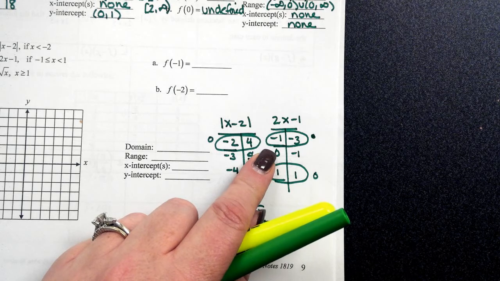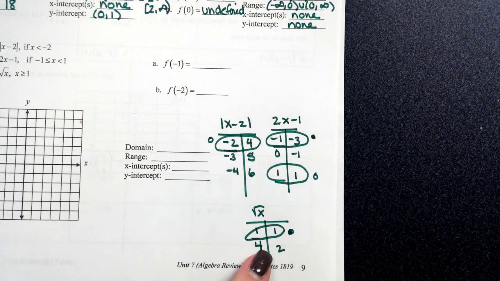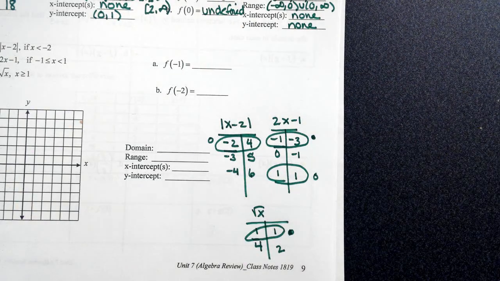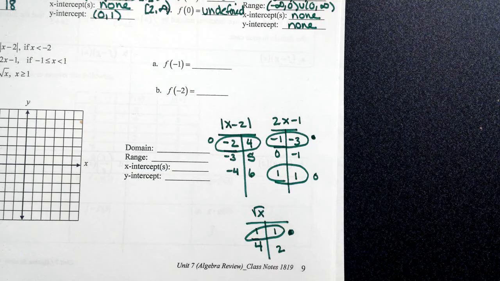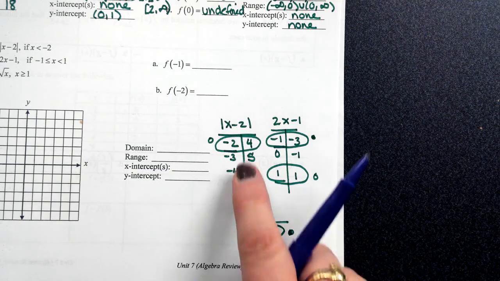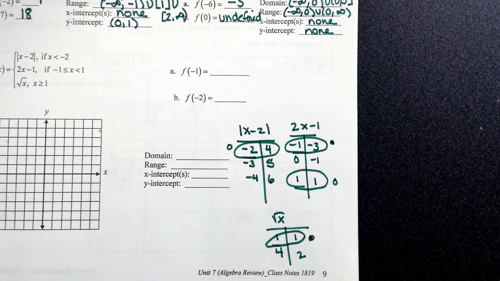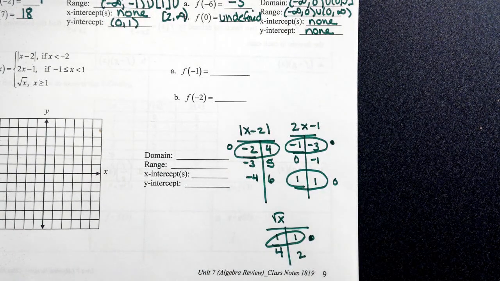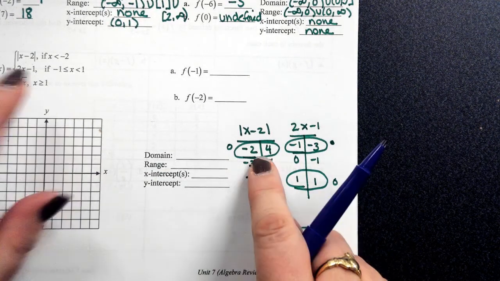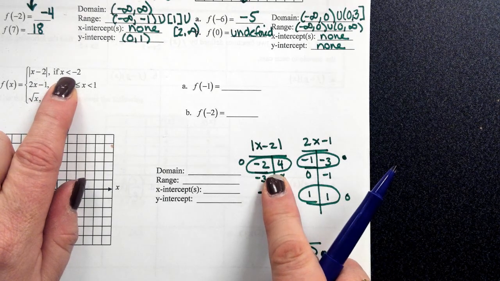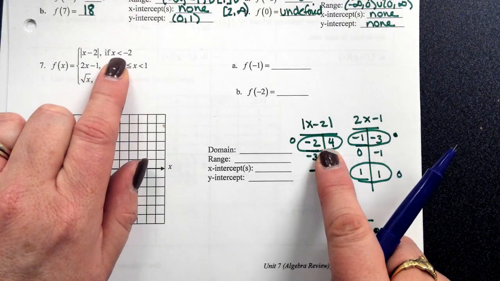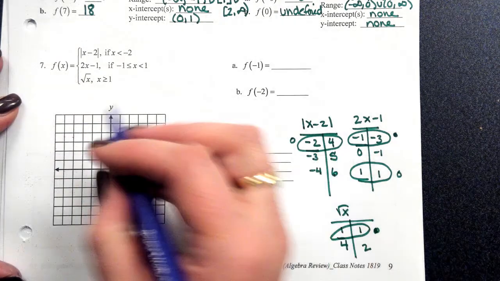2x minus 1, what's the shape of this? This is going to be a what? A line. Square root of x, we know that looks like half of a U sideways. Okay? So now let's start plotting the points again. At negative 2, 4, when I build my table, I circle those points I have to be on the lookout for to decide whether they're open or closed. Remember, this represents x values less than negative 2, so at negative 2, 4, it's going to have to be an open circle.